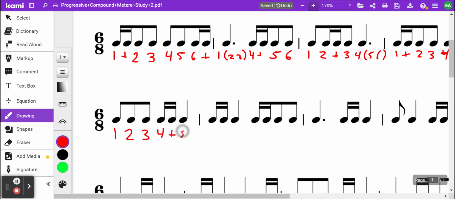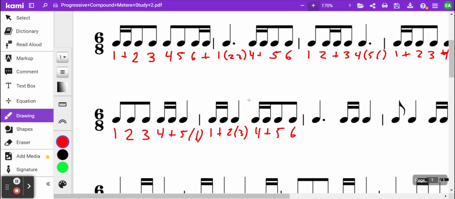So this would be 5 with the 6 in parentheses. So 1, 2, 3, 4, and 5, 6. The 5, 6 is sustained for 2 beats. The next measure, we have a number and an "and," so 1 and. Here's a 2, 3, quarter note, 4 and 5, 6.